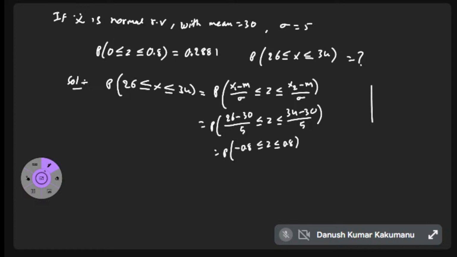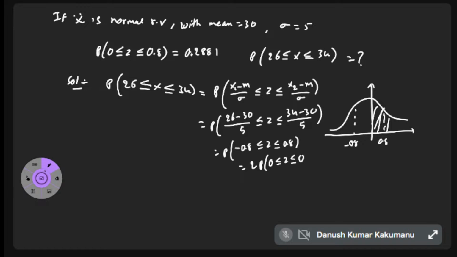In terms of the standardized normal random variable, this graph is spreading from minus 0.8 to plus 0.8. To get this area from minus 0.8 to plus 0.8, 2 times of this area is enough, no? This complete area is equal to 2 times the area from 0 to 0.8. This is also equal to 2 times the probability of 0 less than or equal to Z less than or equal to 0.8. What is this answer? 0.2881. Simplify this, what is the answer? It is 0.57 something.